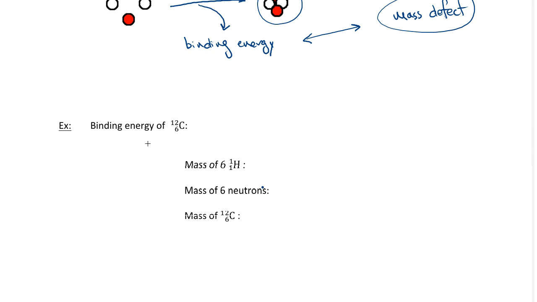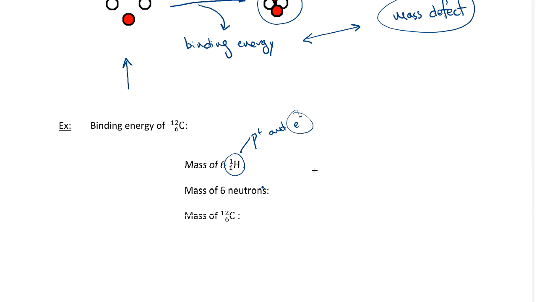Let's take a look at an example. We'll find the binding energy of carbon-12. So what am I going to assemble together to make carbon-12? Well, I'm going to take 6 protons and electrons and 6 neutrons. That's what's going to be on the left side of my equation. So the mass of 6 hydrogen atoms, and this is a complete hydrogen atom with a proton and an electron, and I want to use that in order to make sure that I also capture the mass of the electrons.